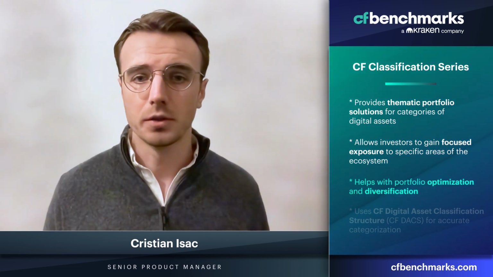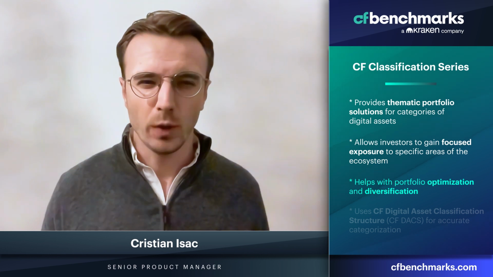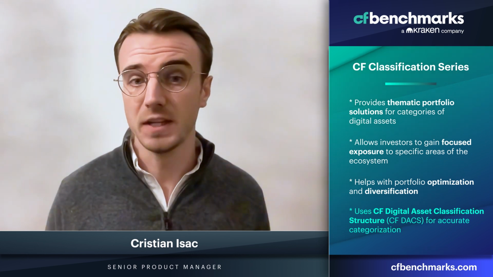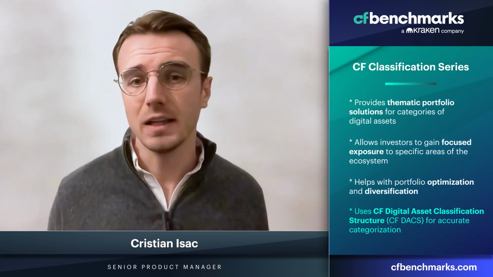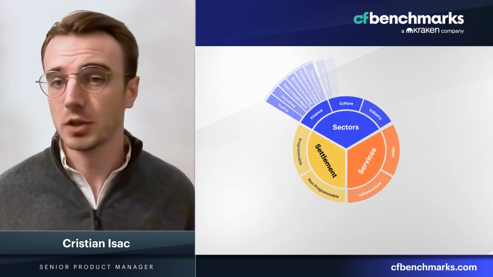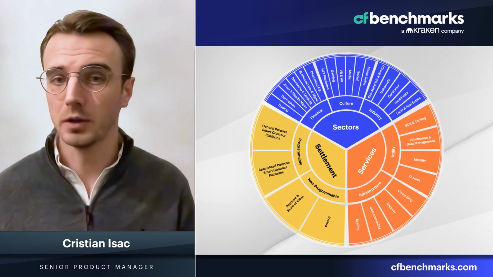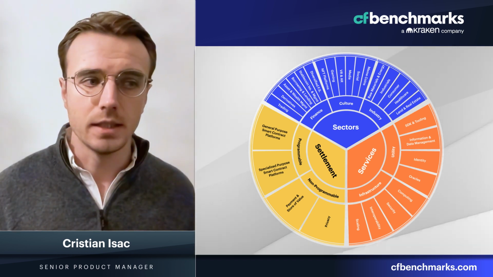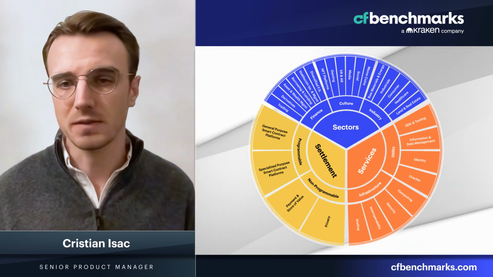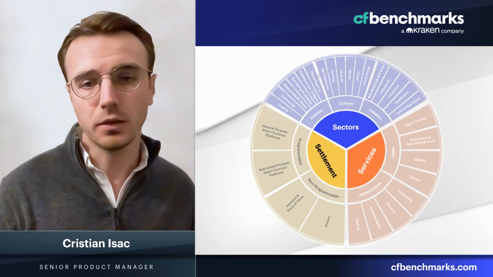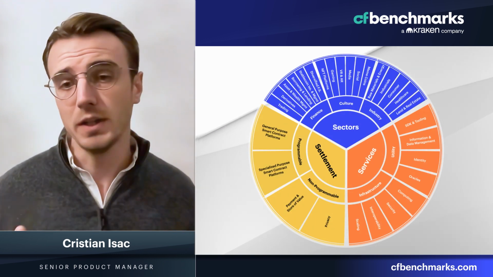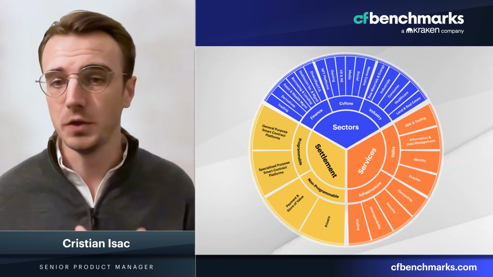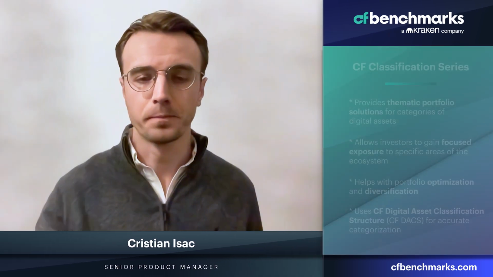And last but not least, I would like to talk about how we achieve all that. And we essentially do so by leveraging our proprietary CF digital asset classification structure, or CF DACS for short, which is basically a framework that fundamentally ensures digital assets are categorized consistently and accurately. And just to give you a slightly deeper understanding of the purpose of the DACS, it essentially provides a robust system for classifying digital assets into distinct categories, subcategories, and segments. So 3 different taxonomy levels, and very importantly, their classification is all based on the usage and adoption of the underlying software protocols. Thank you, Cristian.